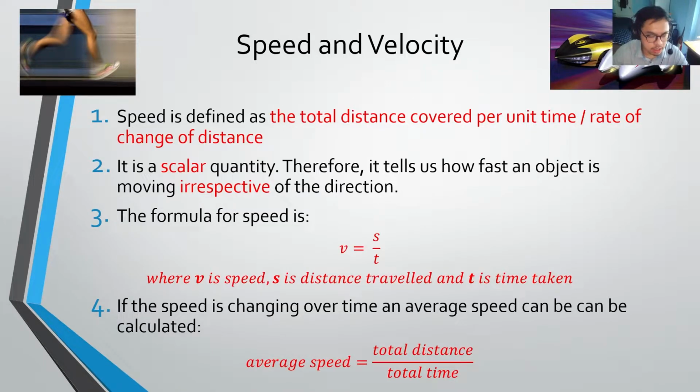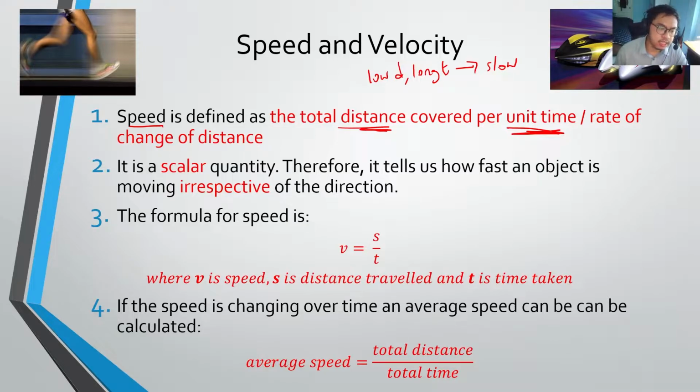So, what is speed and velocity? Speed is defined as the total distance covered per unit time, or otherwise known as the rate of change of distance. So it is how much distance covered in a certain period of time. If, let's say, you cover a lot of distance in a short unit of time, you are very fast. You have a high speed. But if you cover low distance over a long time, that means you have a low speed. In other words, you are slow. Okay, so that's what speed is. How much distance you covered in a certain period of time.